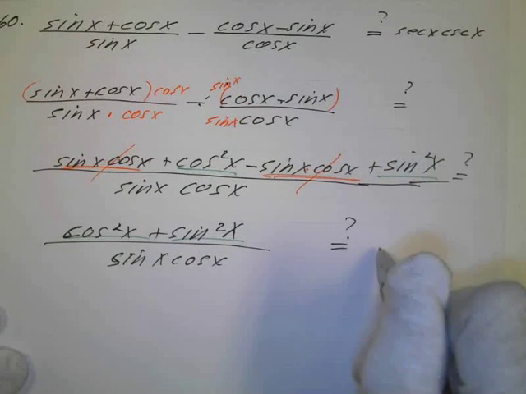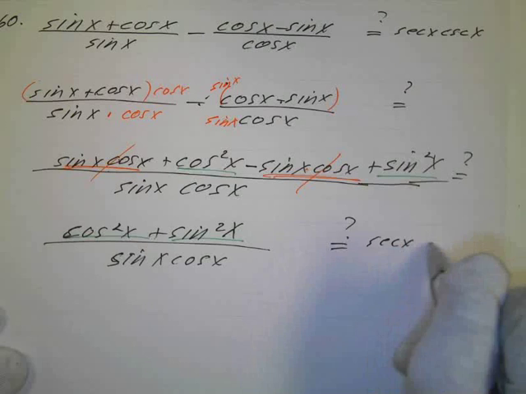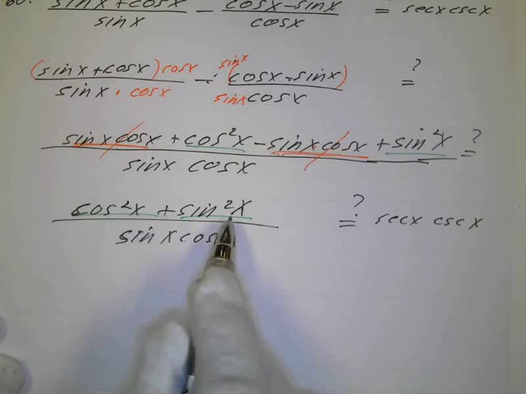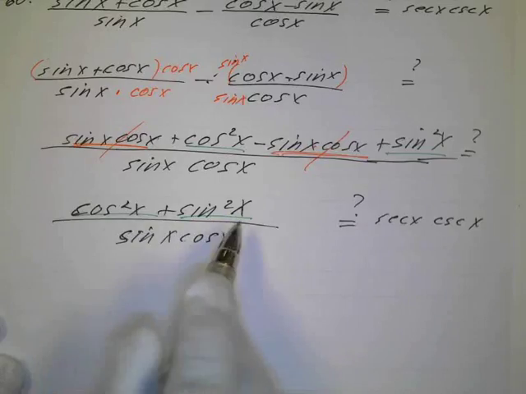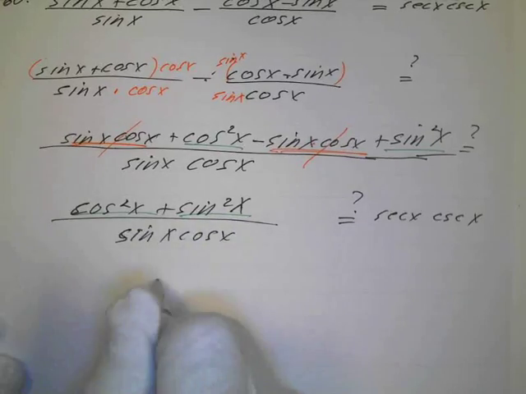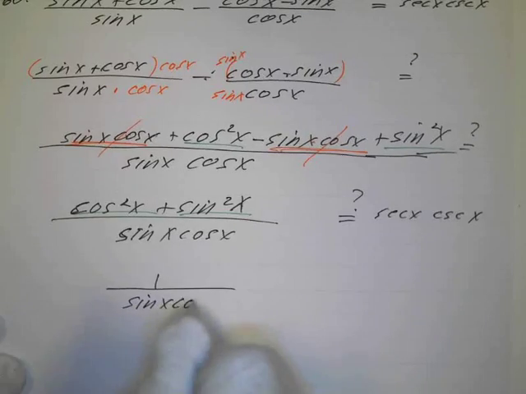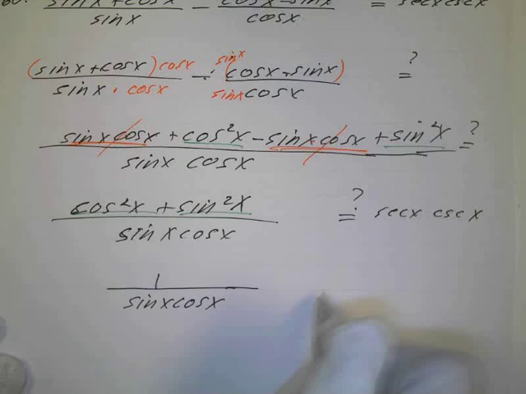Secant of x, cosecant of x. But what's this? This is our nice Pythagorean identity. This is going to be 1. So I just have 1 over the sine of x, cosine of x.